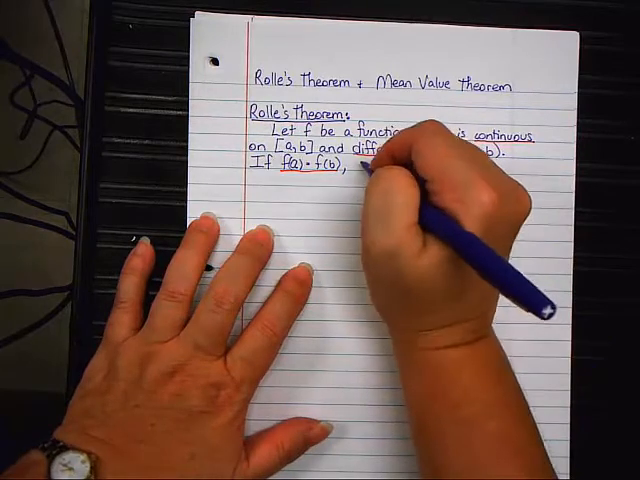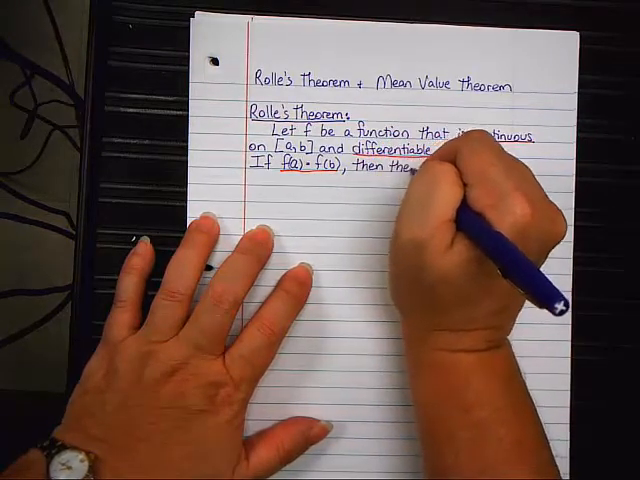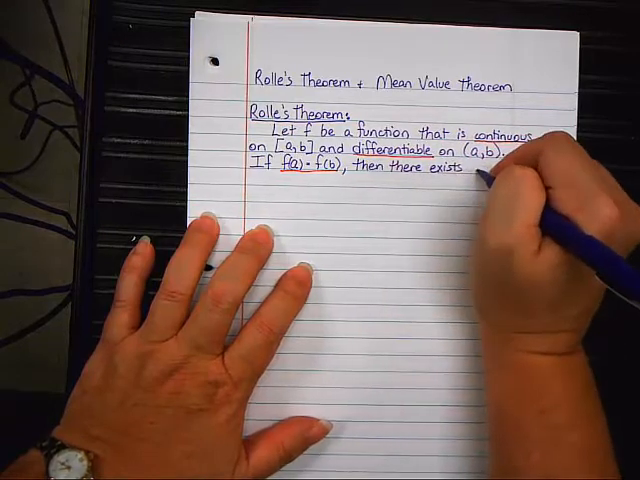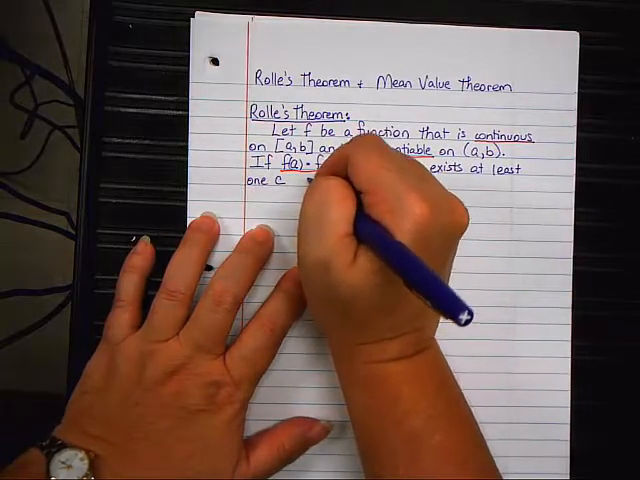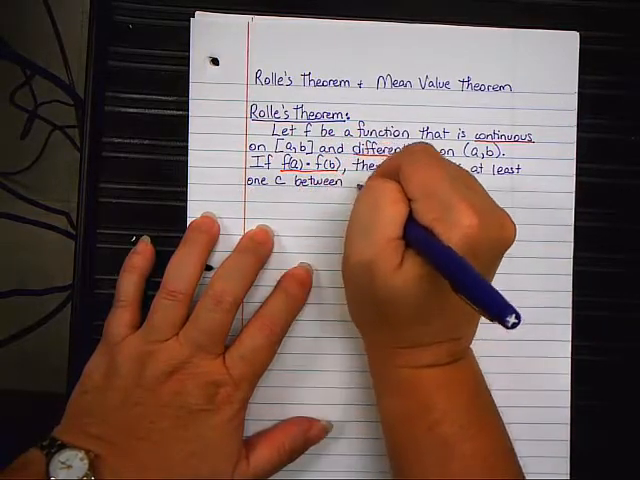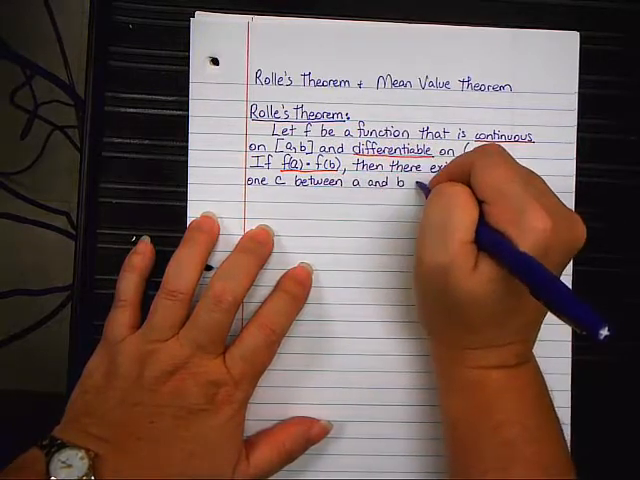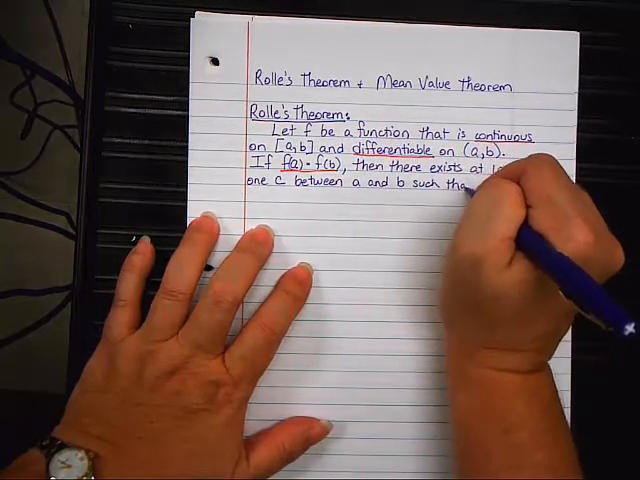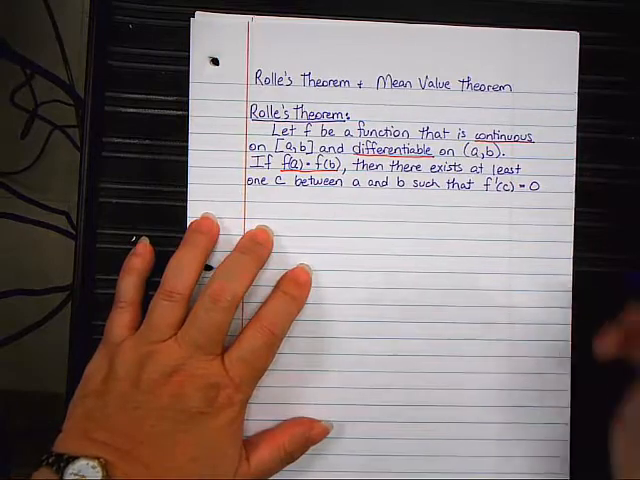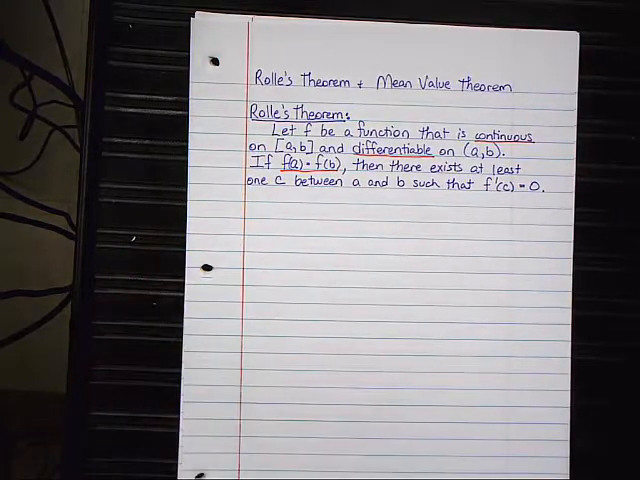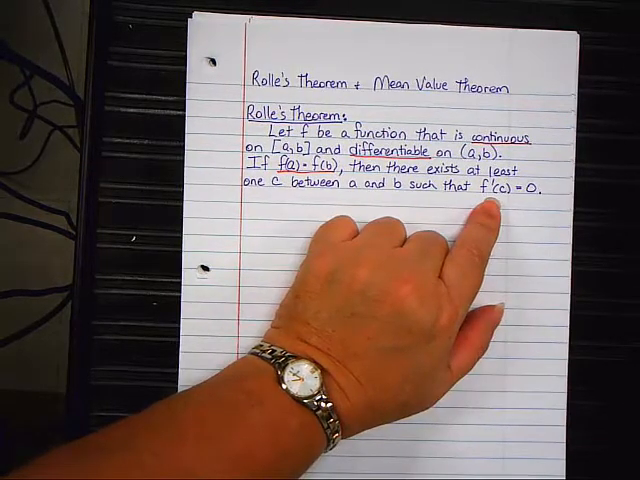And Rolle's theorem says, then there exists at least one c between a and b such that f prime of c equals 0. If all three criteria are met, there will be a point somewhere in the middle where f prime of c is equal to 0.